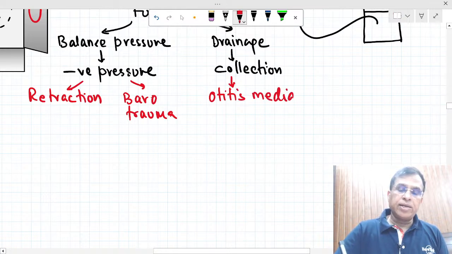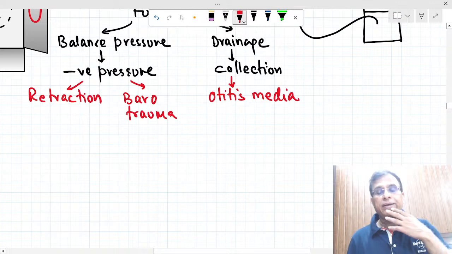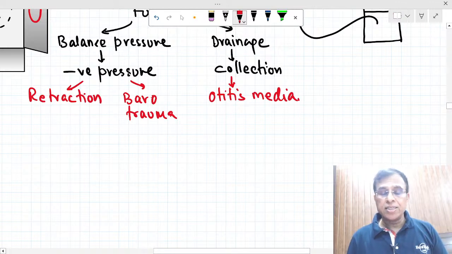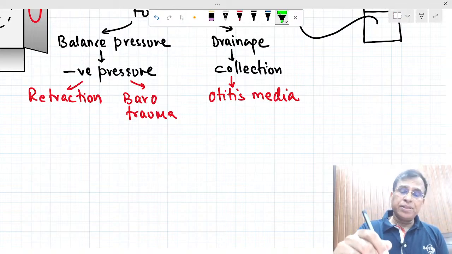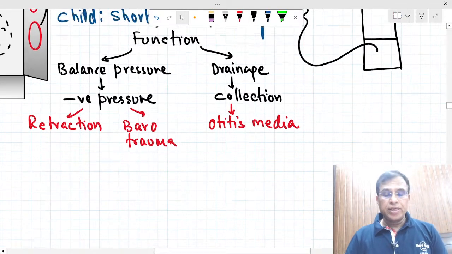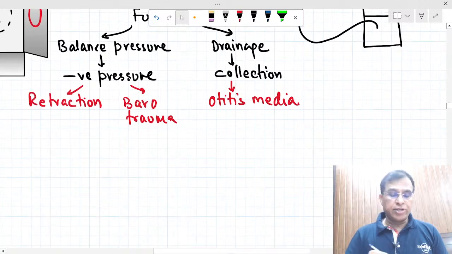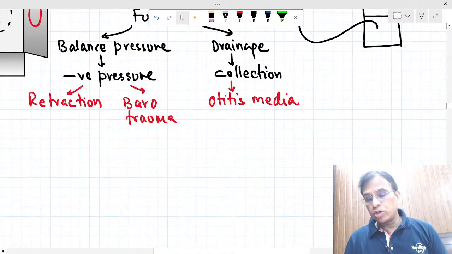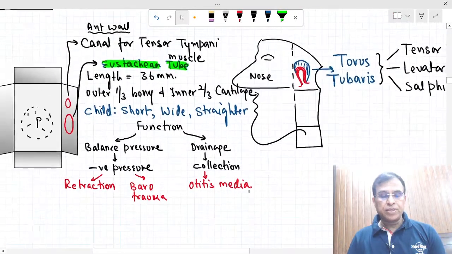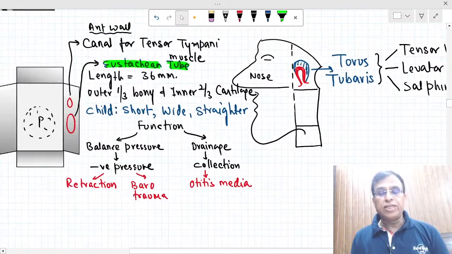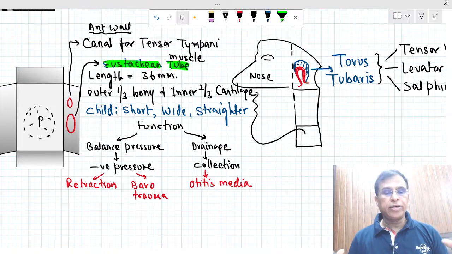And otitis media is a very ear topic that we will discuss tomorrow. So see, a simple thing like blockade of the eustachian tube can cause three problems. It can cause retraction, it can cause barotrauma, it can cause otitis media. And these are the points about the eustachian tube and the anterior wall that you have to know. Simple points, but very important points. So anterior wall of the middle ear, done.